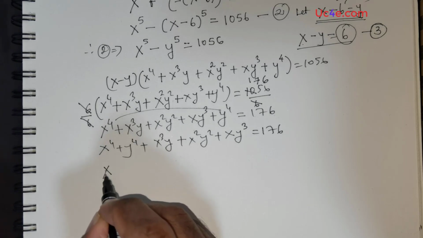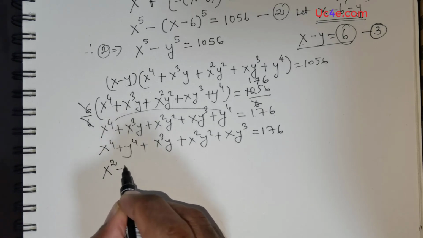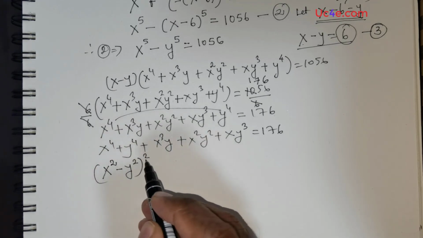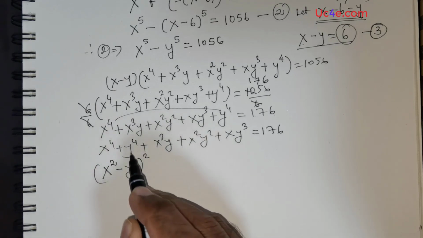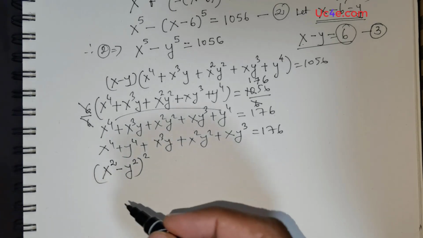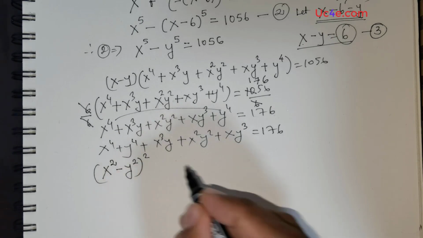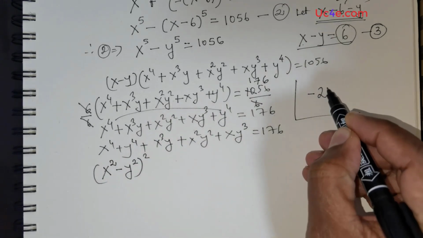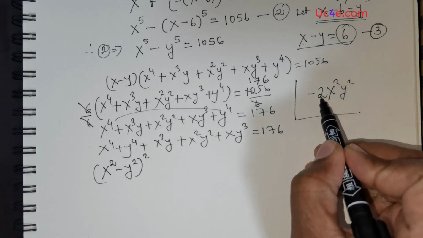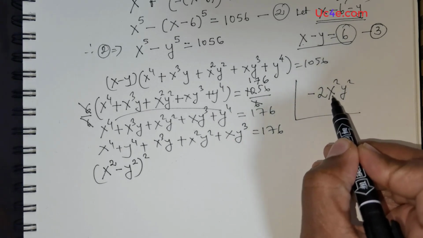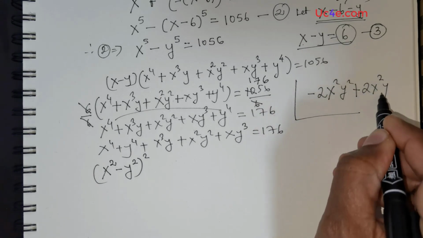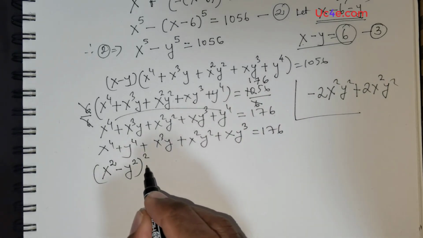How is it possible? I can rewrite this as x squared negative y squared raised to the power of 2. If I were to square this, I would get the first term. I will also get the term y raised to the power of 4, but I would have to handle minus 2 times x squared y squared, right? So I will have to get rid of this minus 2 times x squared y squared. How do I do that? By adding 2 times x squared y squared. So I can add that, I can do that.